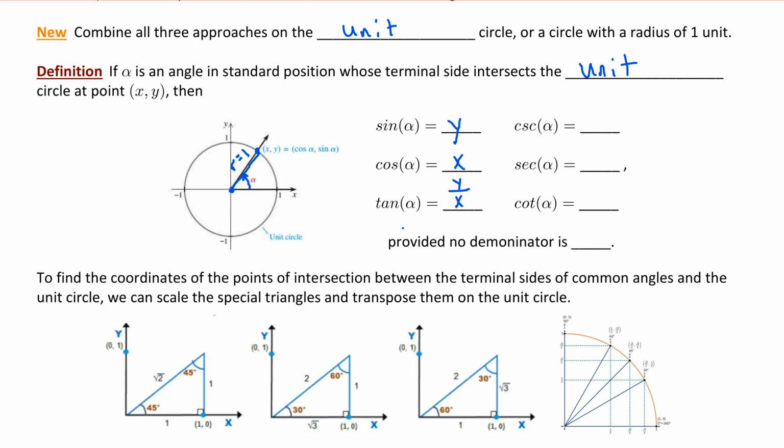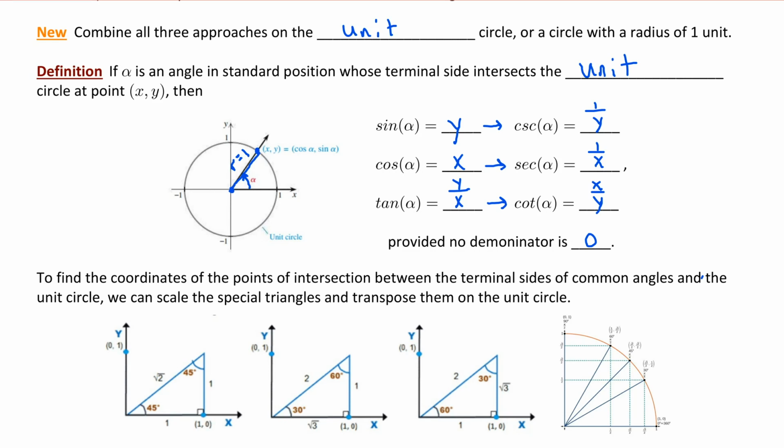Now, to figure out cosecant, secant, and cotangent, we're still going to use their reciprocal relationships with sine, cosine, and tangent. We know that cosecant is the reciprocal of sine. If sine of alpha equals y, then cosecant of alpha equals 1 over y. Because secant is the reciprocal of cosine, if cosine of alpha equals x, then secant of alpha equals 1 over x. And if cotangent is the reciprocal of tangent and tangent equals y over x, then cotangent can be evaluated as x over y. Now, those are defined provided no denominator is 0. If a denominator is 0, we get an undefined trigonometric function.